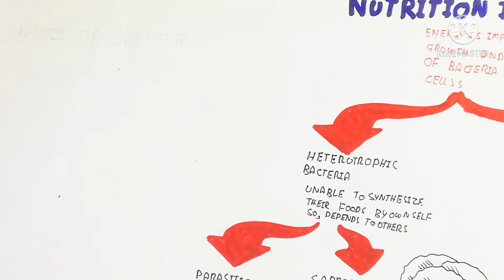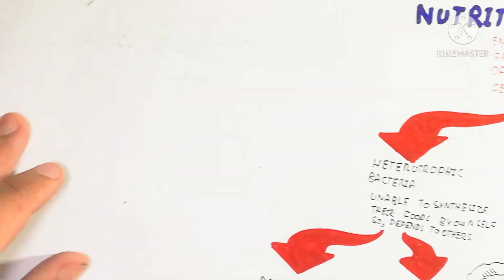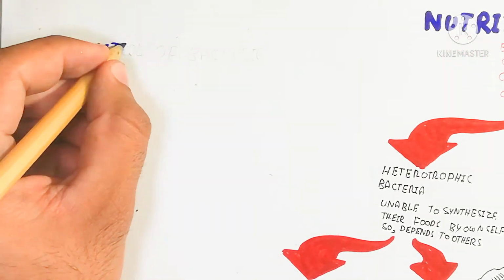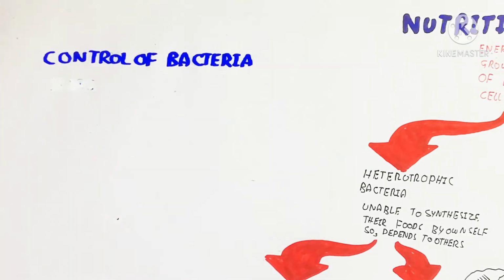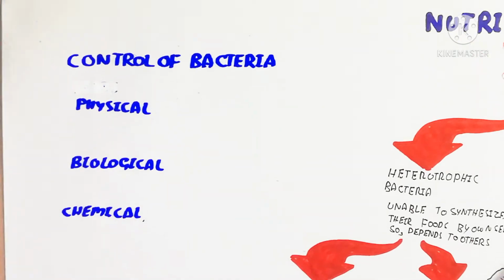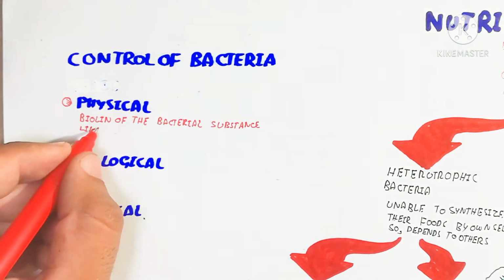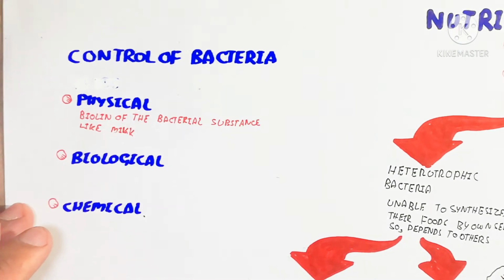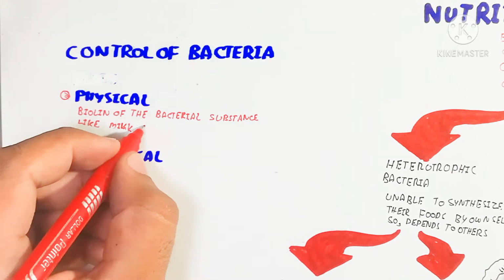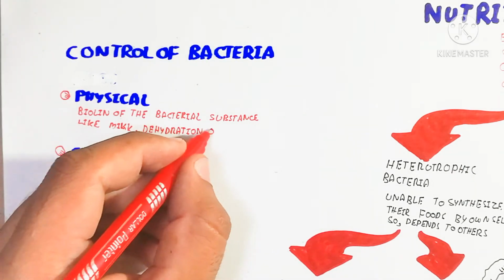Iron bacteria convert iron from the ferrous to the ferric ion, basically Fe2+ to Fe3+. Now here is the control of bacteria, the last topic to understand.